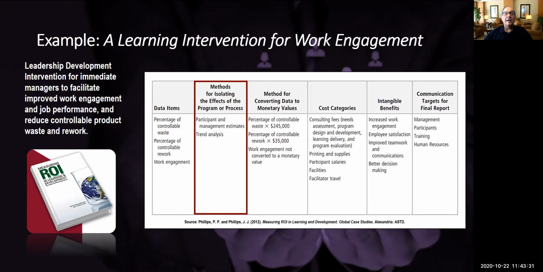Okay, and trend analysis. Use 2, not 1. I used 2 for this with my group because they had pre-data. We were able to collect data throughout the entire intervention, and even long after the intervention was over, so we were able to do a trend line analysis. So we have that, and the participant and management estimates corrected for error.